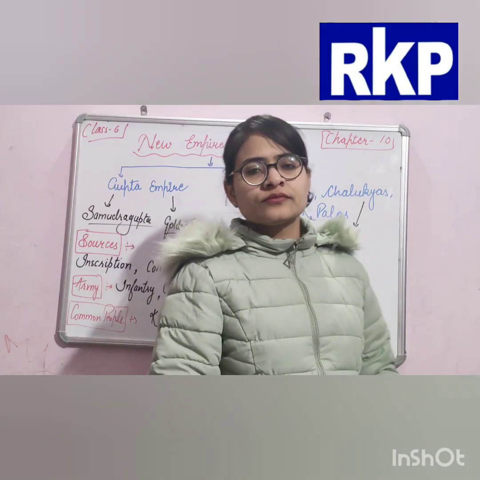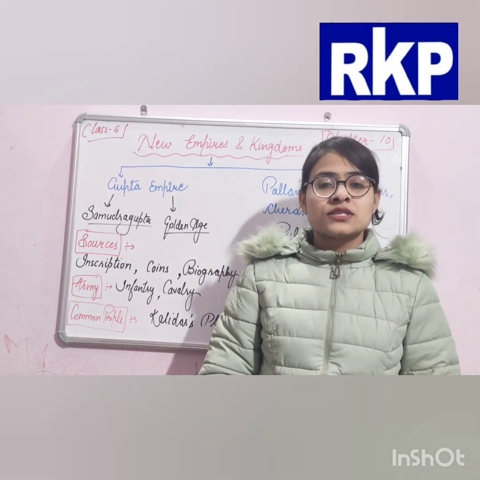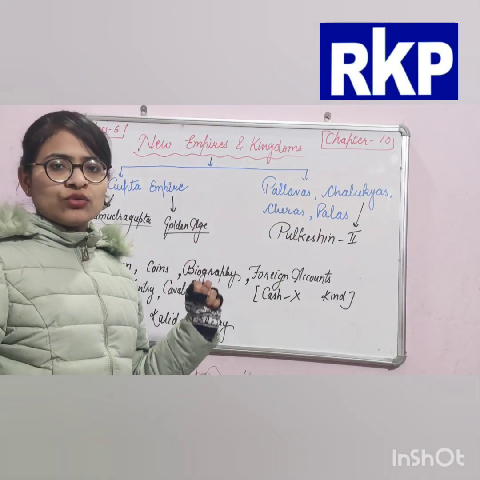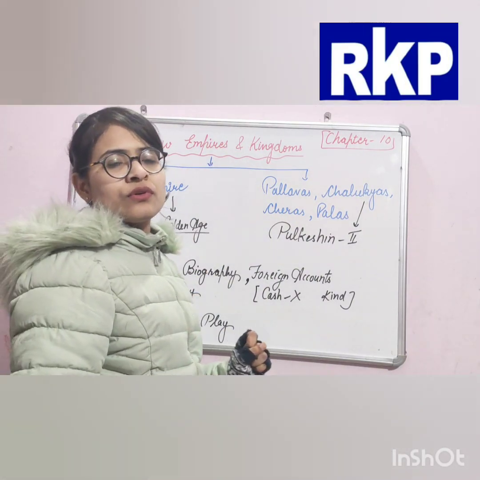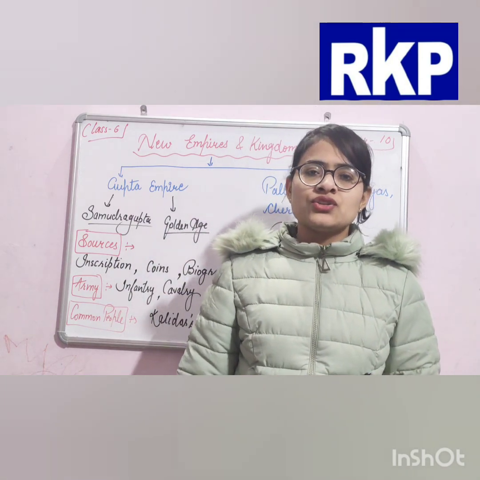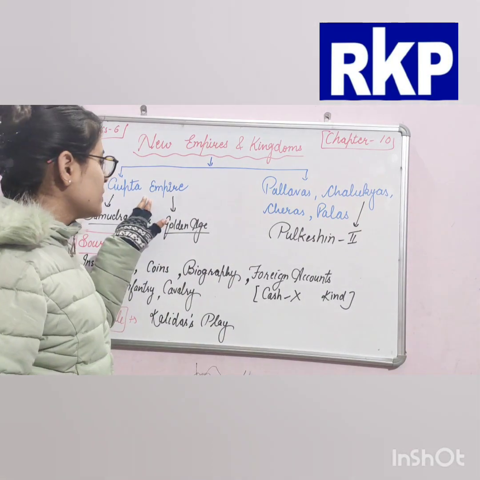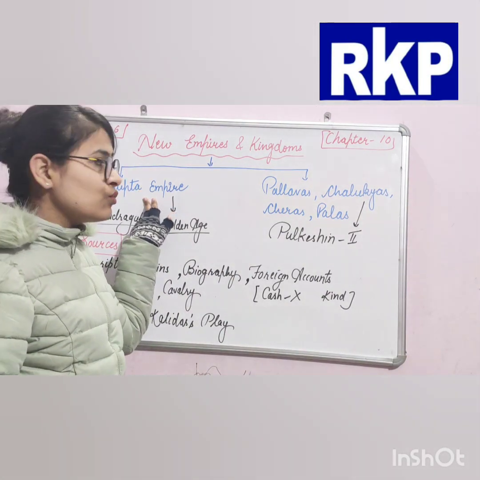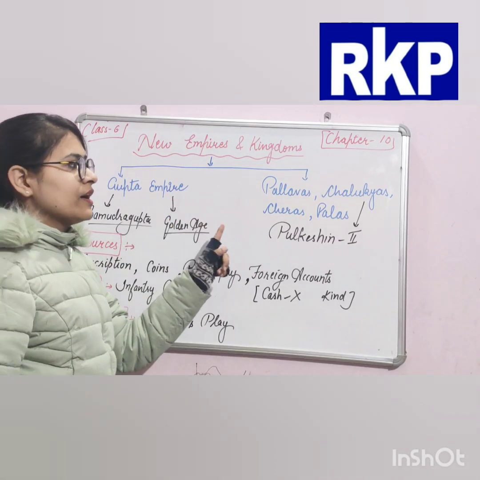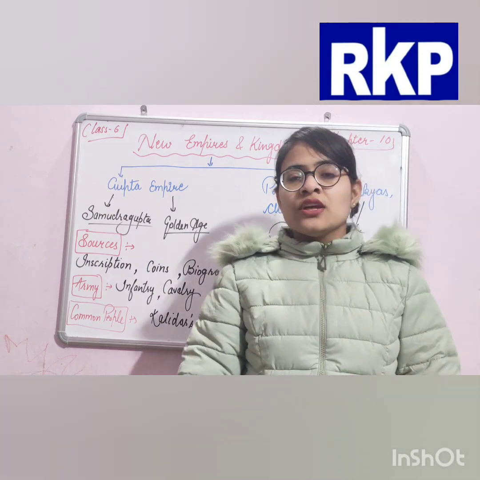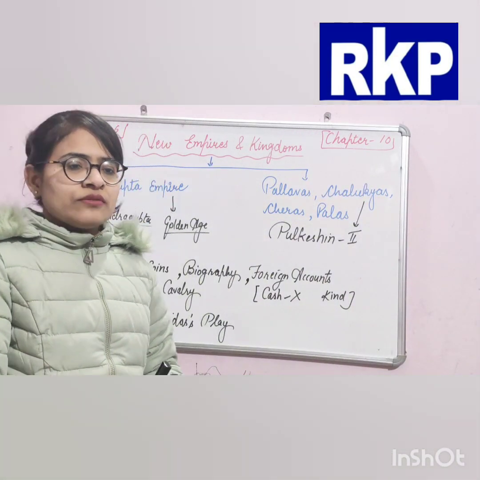Okay, we will study the time period after the Mauryan Empire. First of all, the time period which was known as the golden age of Indian history, or the golden period of Indian history, was this time period. In this time period, the Gupta Empire ruled in North India, and at that time the Pallavas, Chalukyas, Palas, and Cheras ruled in South India.